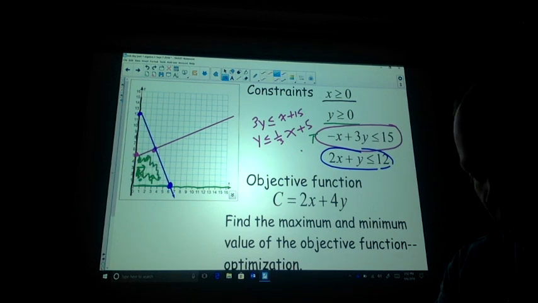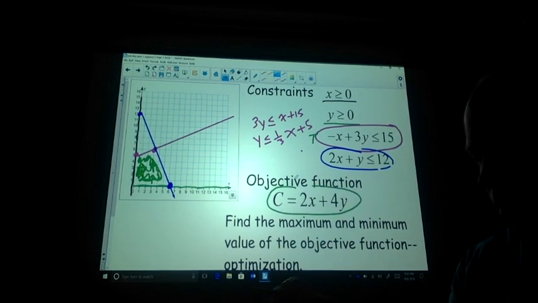Can you see the shape that it made? Now I want to find the corners of this shape. They tell us we have this cost equation, so we want to find the maximum and minimum value. It looks like this is the point (0, 5).